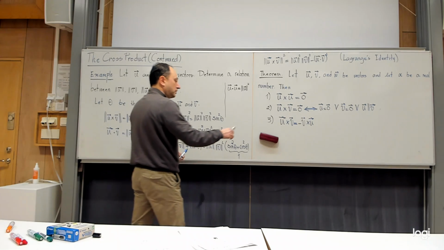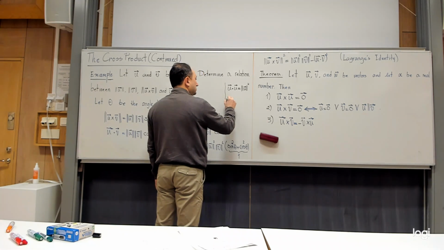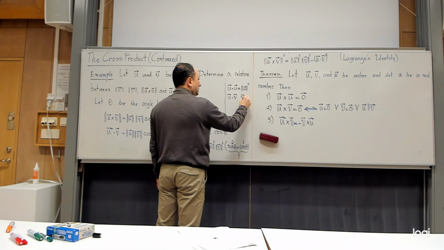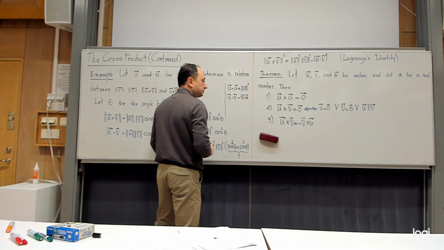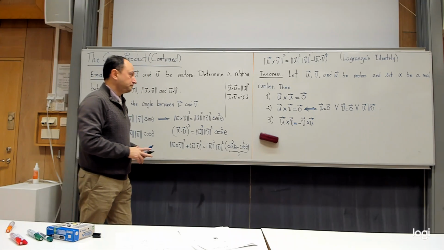But in the dot product, if you remember, I don't need to be careful at all. U dot V and V dot U are exactly the same. Yes?